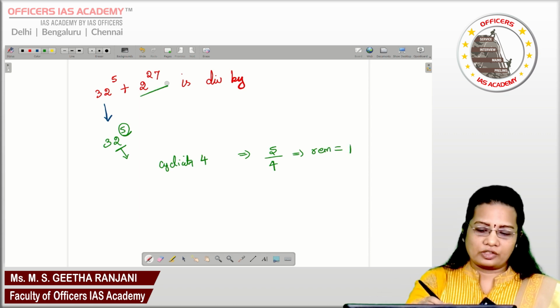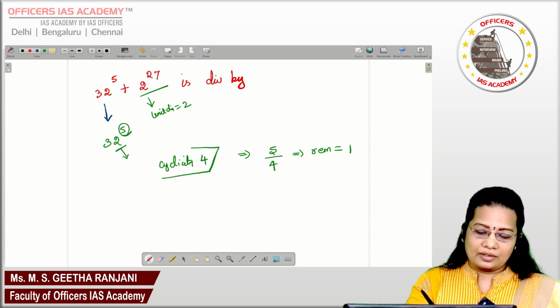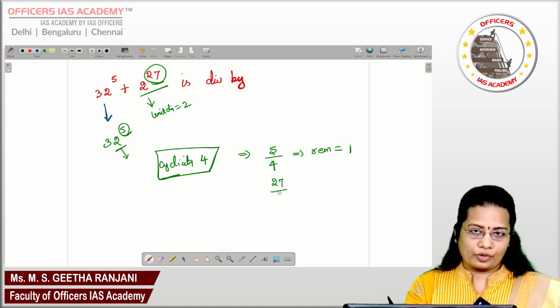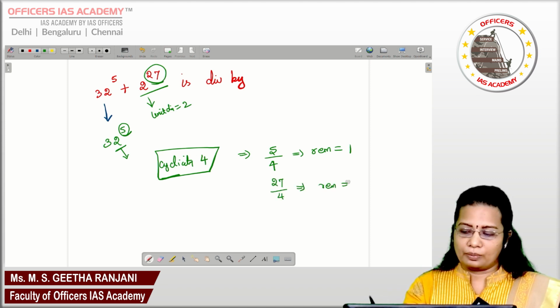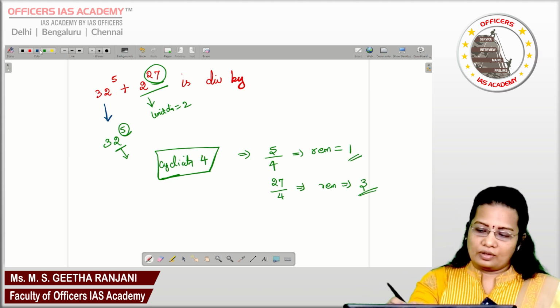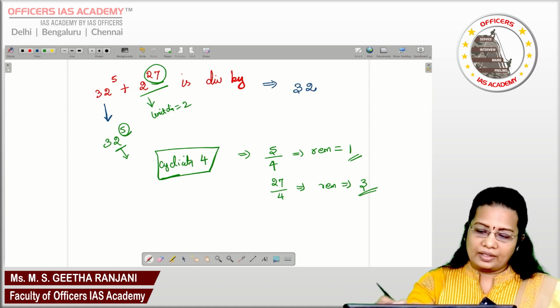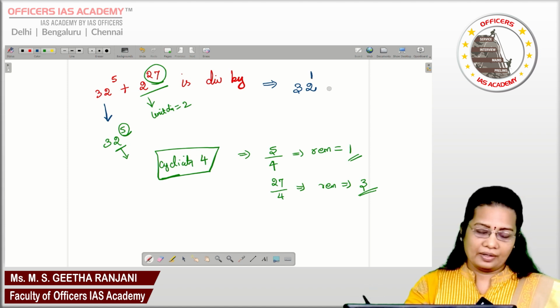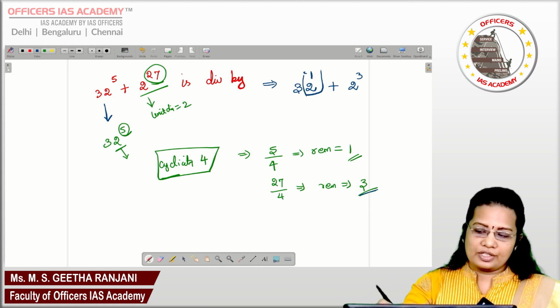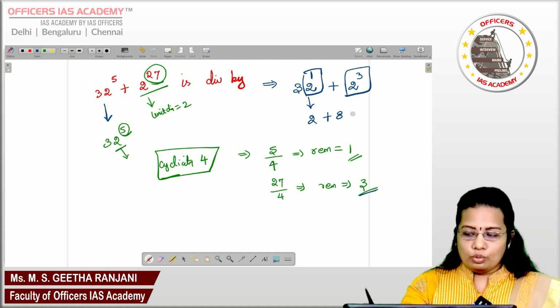Similar way, 2 power 27. Here also the unit digit is 2. So the 2 has the cyclicity of 4. So again I want to take the power 27 divided by 4. What is the remainder? 6 into 4, 24. The remainder is 3. So instead of the given power, we can substitute the remainders. So 32 power 5 can be written as 32 power 1. And here 2 power 27 can be rewritten as 2 power 3. So I am going to calculate the unit digit of this expression. 2 power 1 is 2 and 2 power 3 is 8. 8 plus 2 is 10.